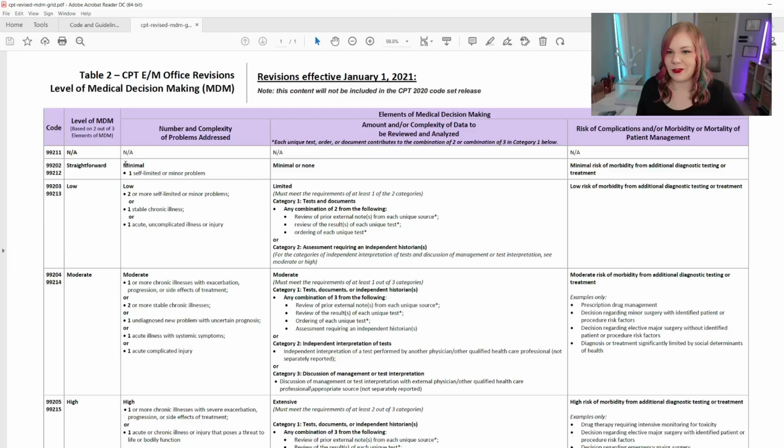And you know what, since it's just so little, I'm going to actually cover the level 2 as well. So a level 2 is deemed straightforward, which means we just need a minimal, so one self-limited or minor problem, minimal decision making, minimal risk of morbidity. So that one is very subjective. A level 2 really does get driven just by almost a lack of documentation, more so than a lot of supporting documentation.